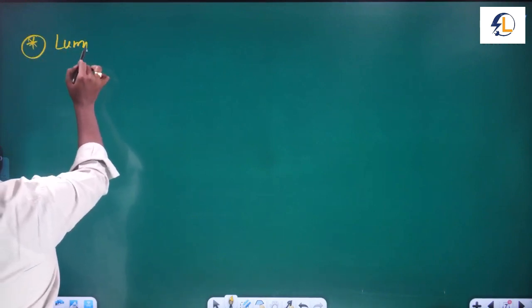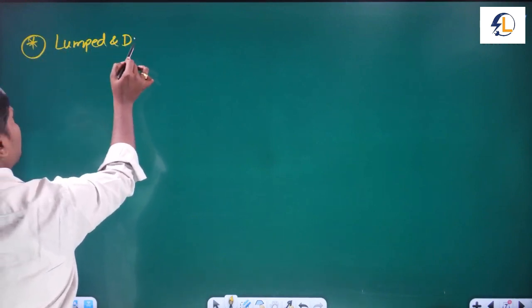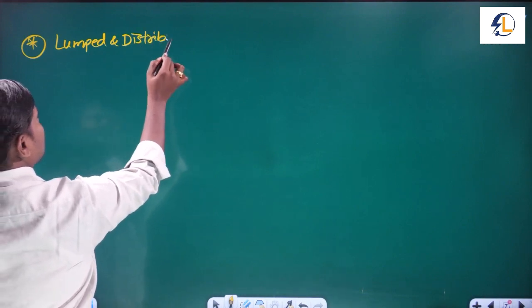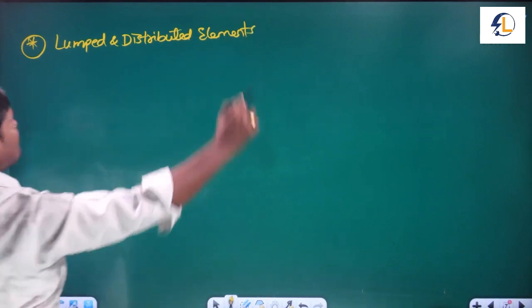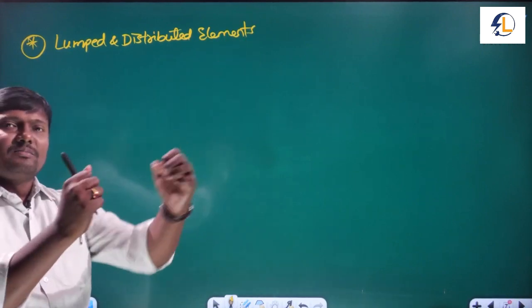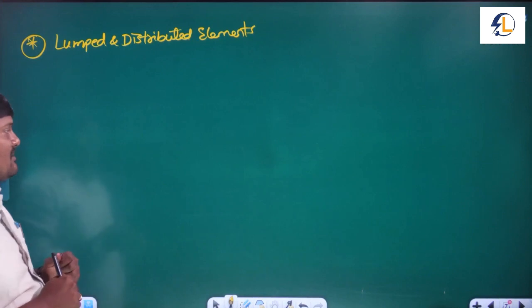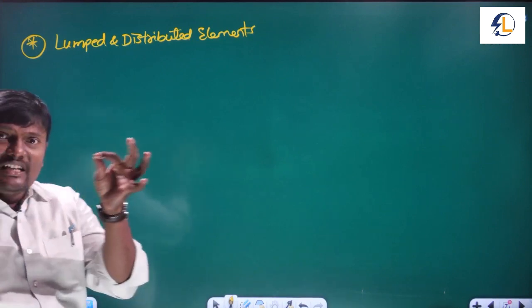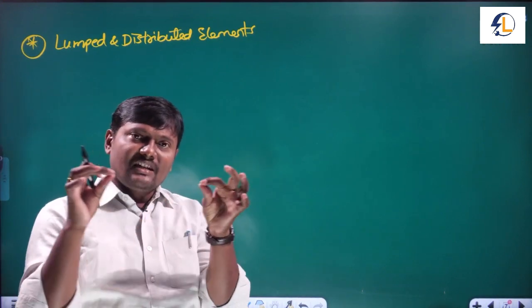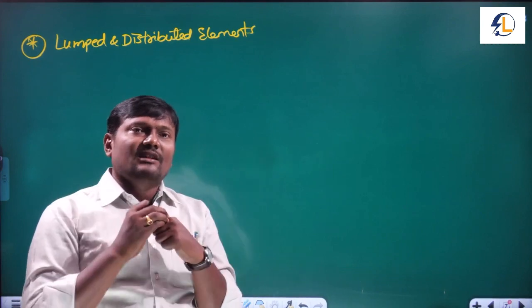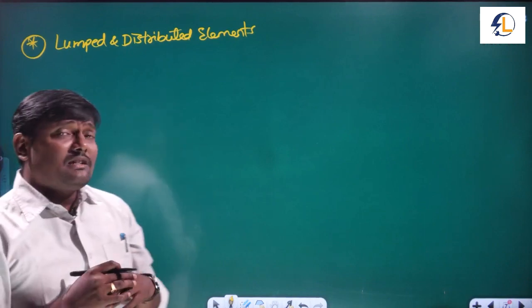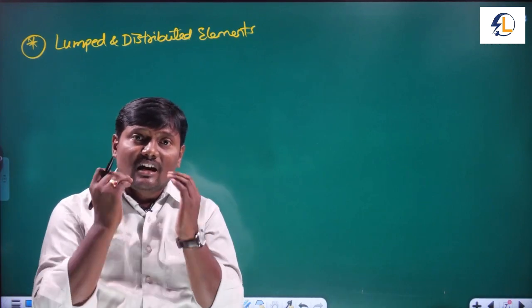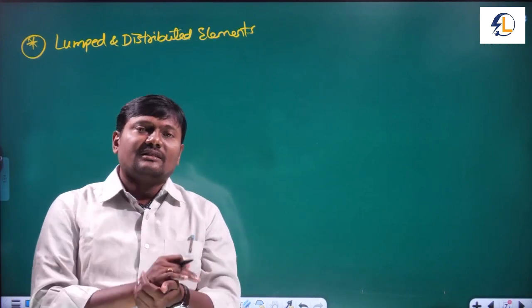lumped and distributed elements. So what is meant by lumped element and what is meant by distributed elements? Elements which are physically seen, we can say that it is a lumped element. Distributed elements means which are not physically seen or which are not physically separable, then we can call it a distributed element.